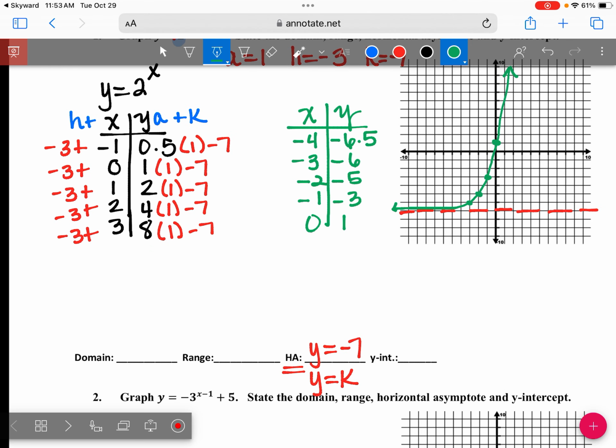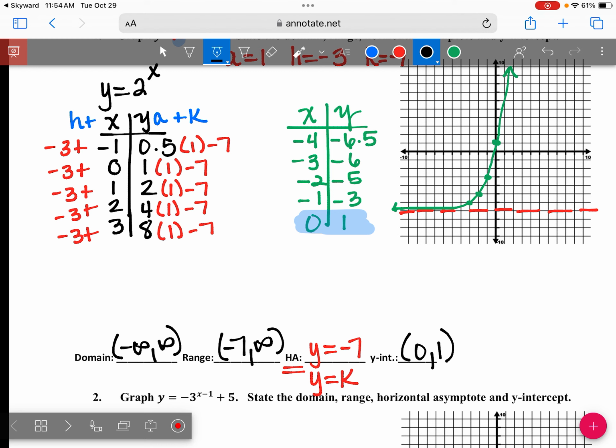Now your domain is always the same for every exponential function. It's all real numbers. Your range, because you have an asymptote, is not going to go below -7, so it'll be -7 to infinity. And we also have our y-intercept, so we can just write that below. Any questions about how we went through that graph?